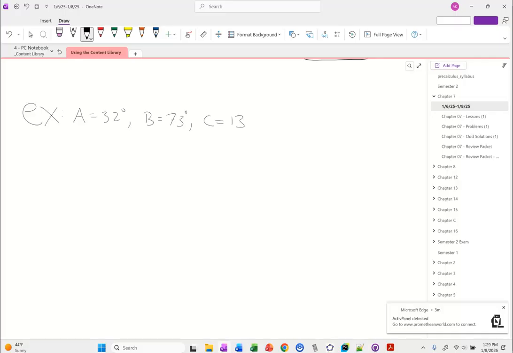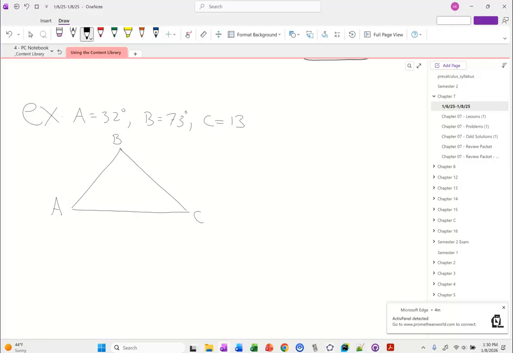So let's say we're given that angle A is 32 degrees, angle B is 73 degrees, and side C is 13. First thing I'm going to want to do is start by drawing a picture and labeling it to describe the situation. When I do this, all of my triangles are going to look exactly the same. Nothing I'm going to do is to scale. I don't care about scale in your drawings either.